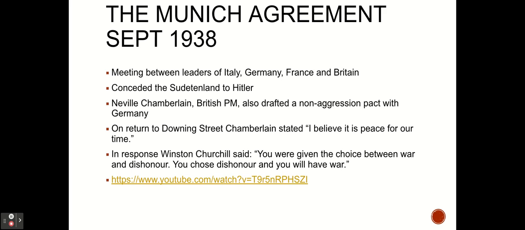The Munich Agreement, September 1938. A meeting between the leaders of Italy, Germany, France, and Britain conceded the Sudetenland to Hitler. Neville Chamberlain, the British Prime Minister, also drafted a non-aggression pact with Germany, which is ironic, seeing as less than a year later they were at war.